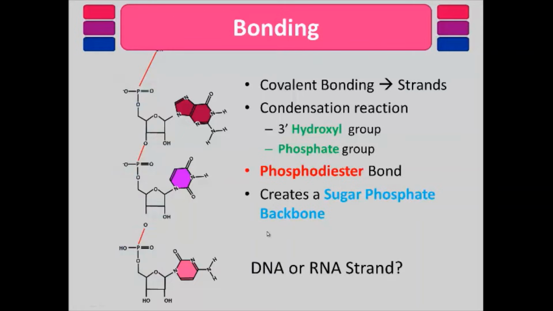Let's use what you've learned in previous slides to identify this particular polymer. Is this a DNA or an RNA strand? Looking at the structure again, you can see that there is a hydroxyl group on the 2' carbon. That would make this an RNA strand.